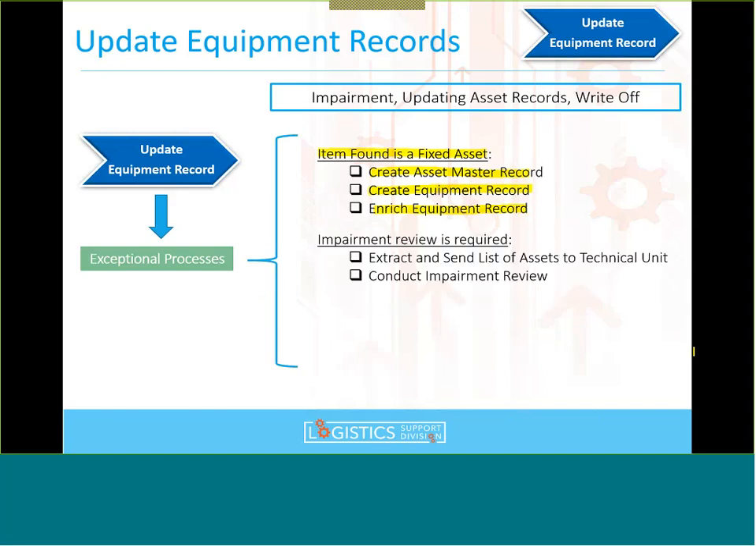Another exceptional process is the impairment review. If required, we'd have to extract and send list of assets to technical units. So of course, in this case, the SD08 would be doing this, and then conduct the impairment review. And all this information is also found in the job aid.